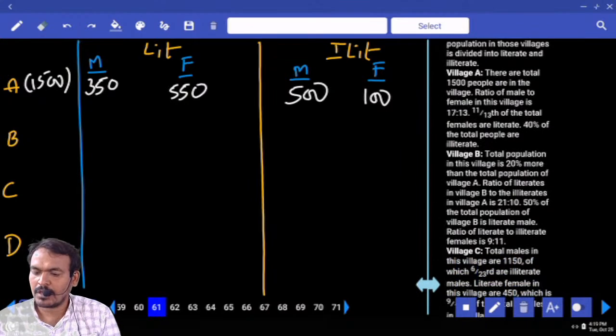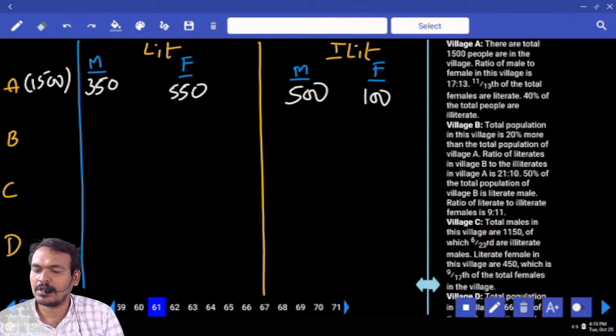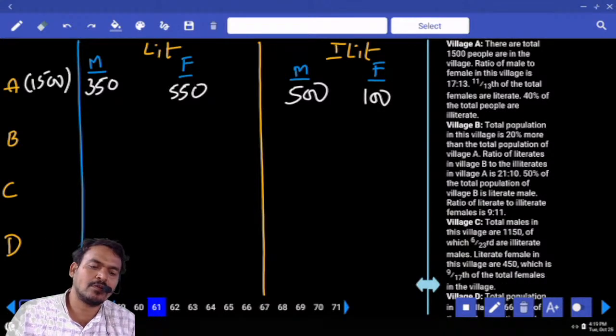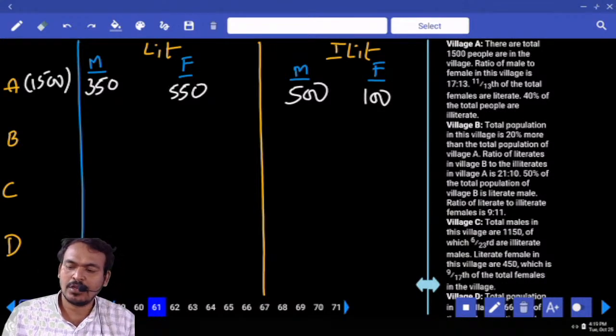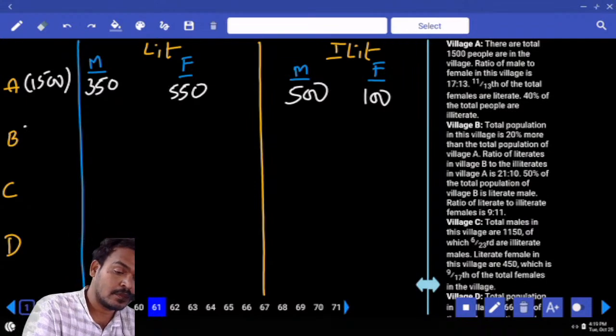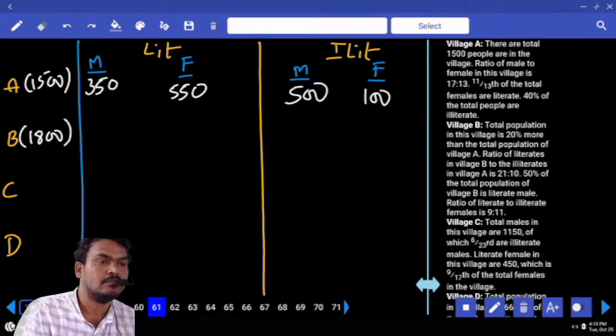Village B. Total population in this village is 20% more than the total population of village A. What is the village A total population? 1500. 20% more means 300 more. Means it is 1800.